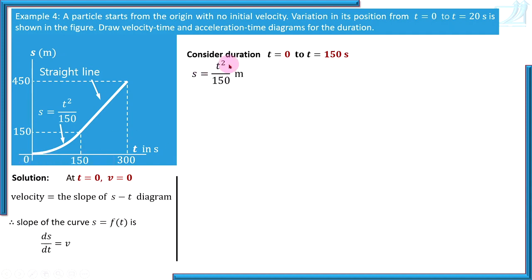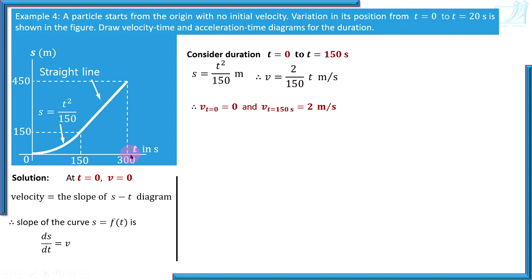St diagram is S is equal to t squared by 150. Differentiate it, so you get velocity as 2t divided by 150. It is in the form of a straight line, y equal to mx, and the slope is 2 by 150. So the Vt diagram is a straight inclined line with this slope 2 by 150. And as you know, when you want to draw the Vt diagram, you should find velocity values at important instants. So at t equal to 0, velocity is 0. At t equal to 150, velocity is 2 meters per second. From this equation, you will get these two values.